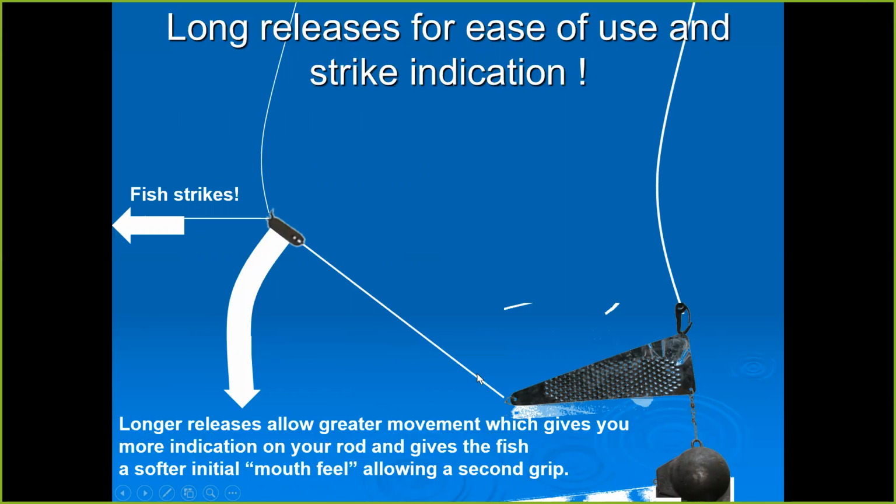So again, if we have just a 6-inch release right here, we get a little tiny arc right here. But if we have a longer 6-foot release, that release is going to come down in an arc, and we're going to have a chance to see it. That fish is going to experience a softer initial mouth feel and just take your gear more deeply. You're going to hook and land a lot more fish with longer releases.